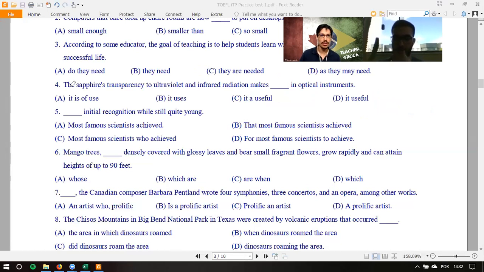Let me check letter A. So what makes it is of use. This sentence wouldn't fit. You didn't try letter A and B, but this sentence makes it uses. Letter A and B wouldn't fit in this sentence. And letter C just cannot be here because of the article. So, makes it useful in optical instruments. Is that clear? It's clear.